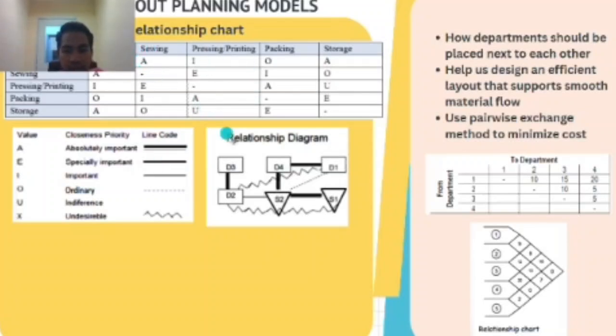By applying this method, we can also generate a relationship diagram. Then the facility can be placed to maximize efficiency and minimize cost.